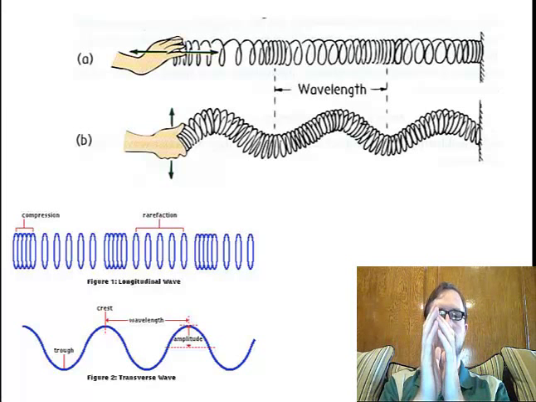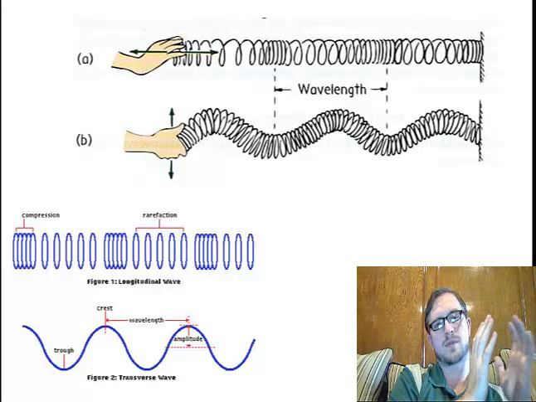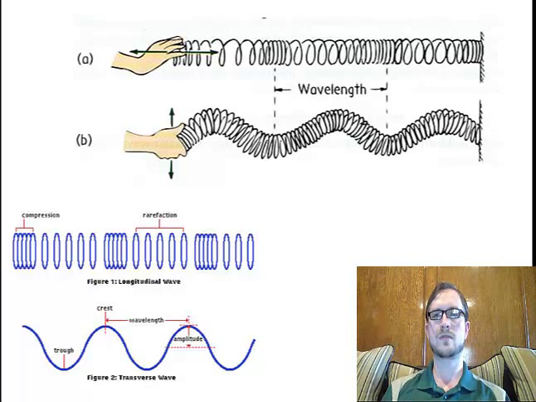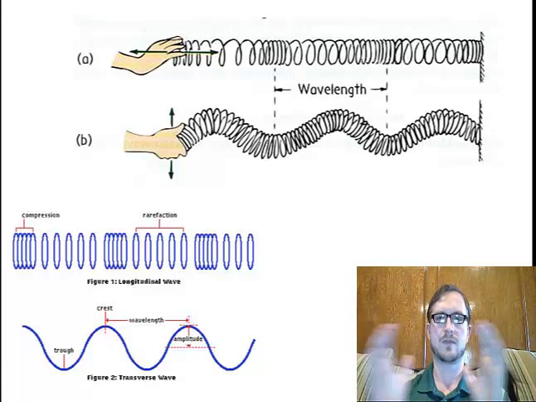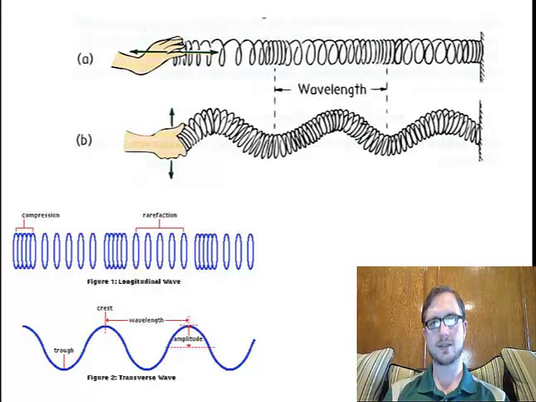The air gets squished together in a compression, it spreads out in a rarefaction. Squished together in a compression, spreads out in a rarefaction. We commonly use springs to represent this, as you can see on the top. A on the top is a longitudinal wave. You can see there's compressions and rarefactions where it squeezes together and spreads apart. You can still see that the same wavelength idea is still there, just like in the transverse wave that's below.